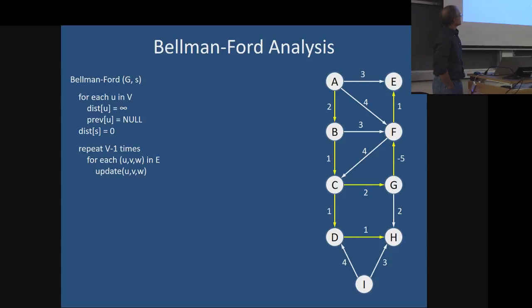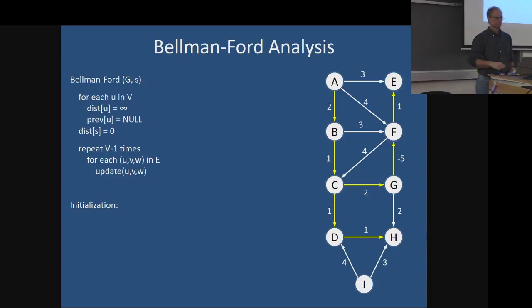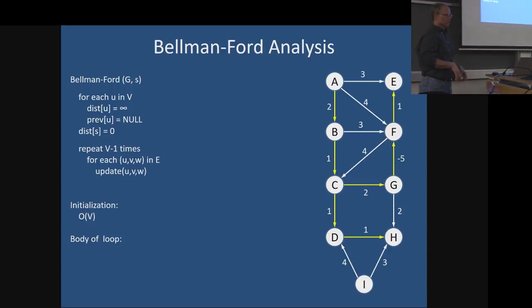Okay, let's analyze. So what's the cost of that initialization block up there? Filling in the previous and the distance arrays. Seems like we've seen that before. That's just O of V. What's the complexity of this loop right here? One run of that for each loop. Yeah? The number of edges. Okay. So update is called once per edge.